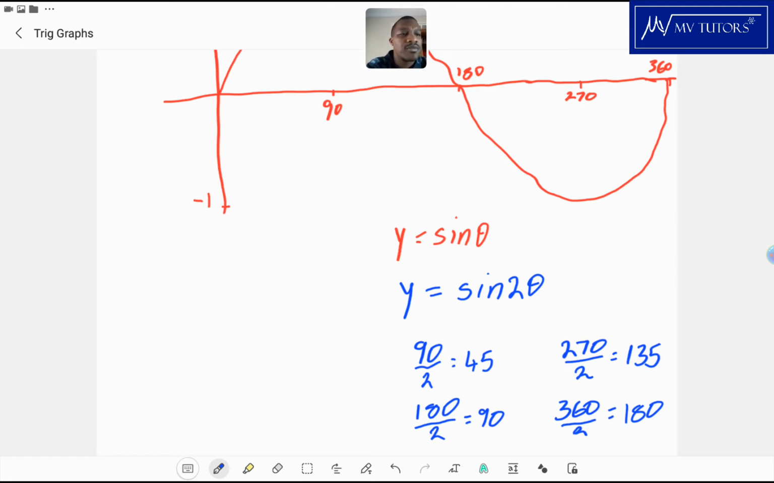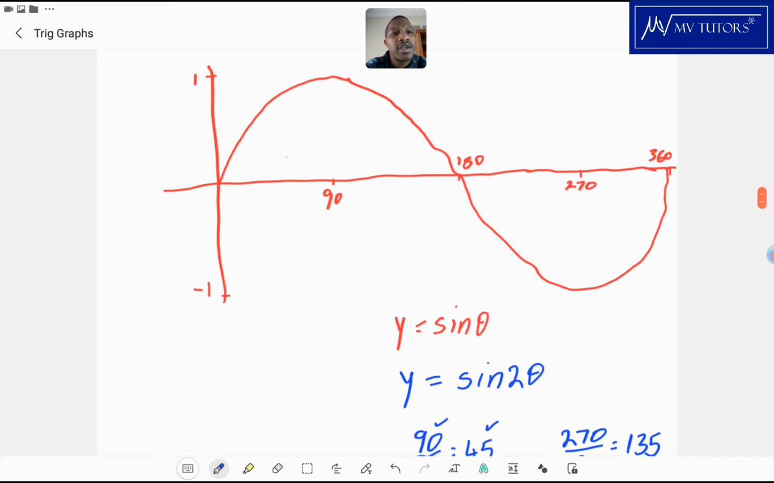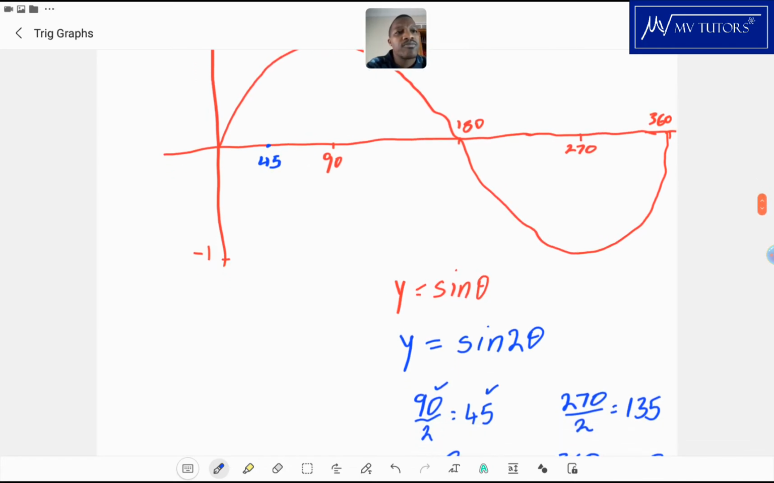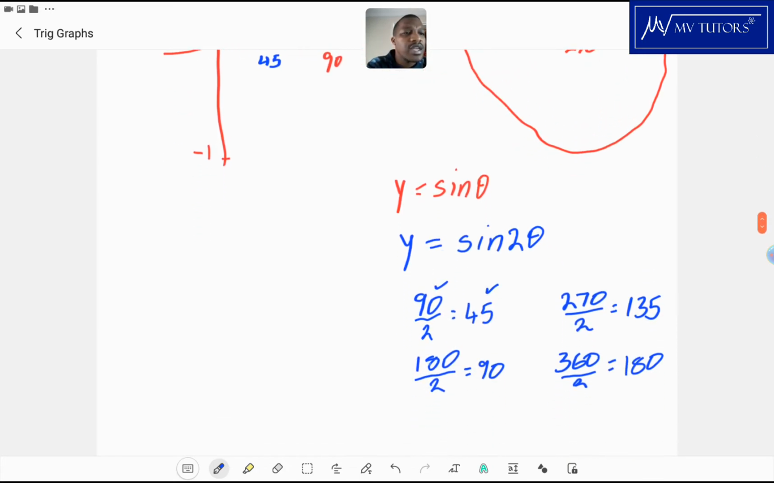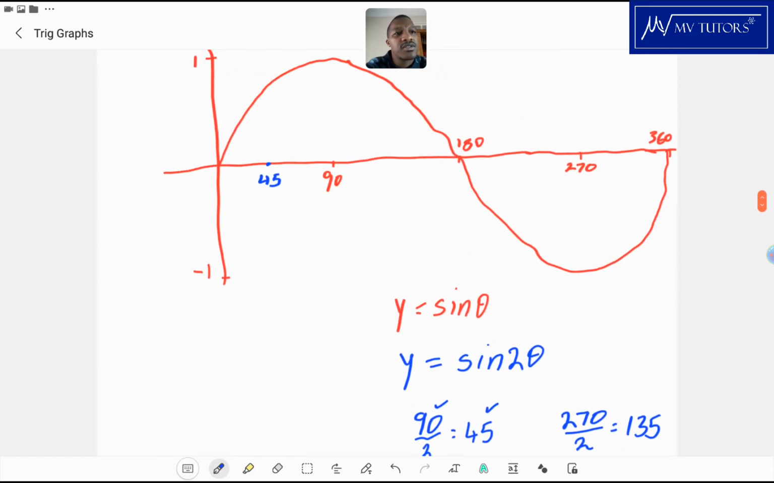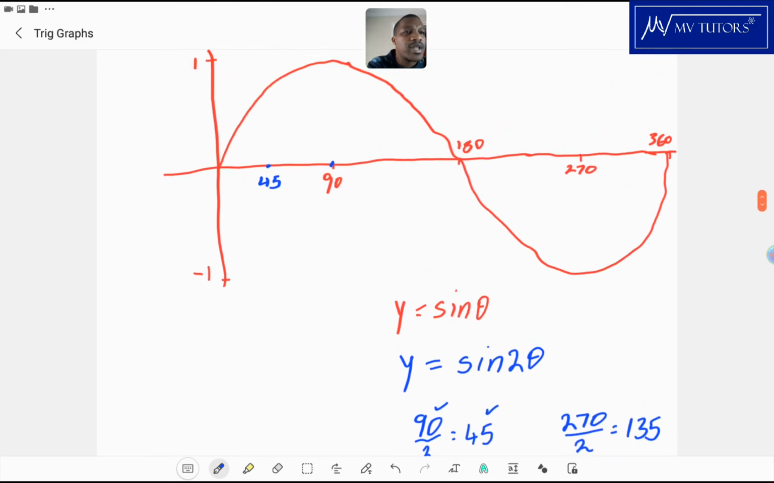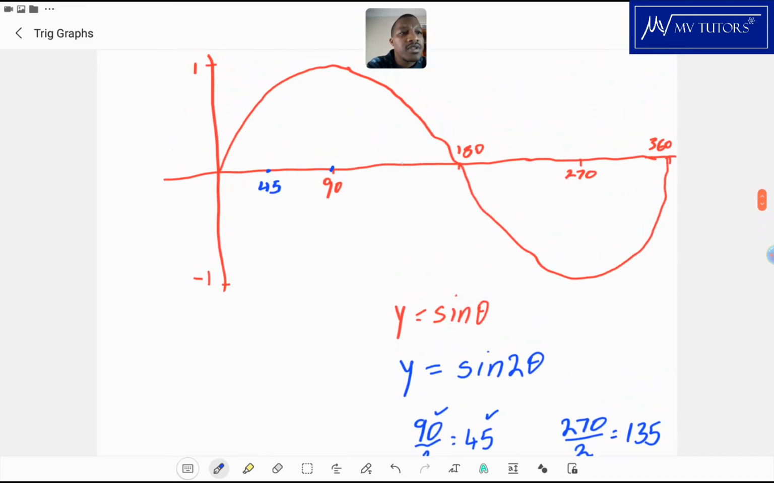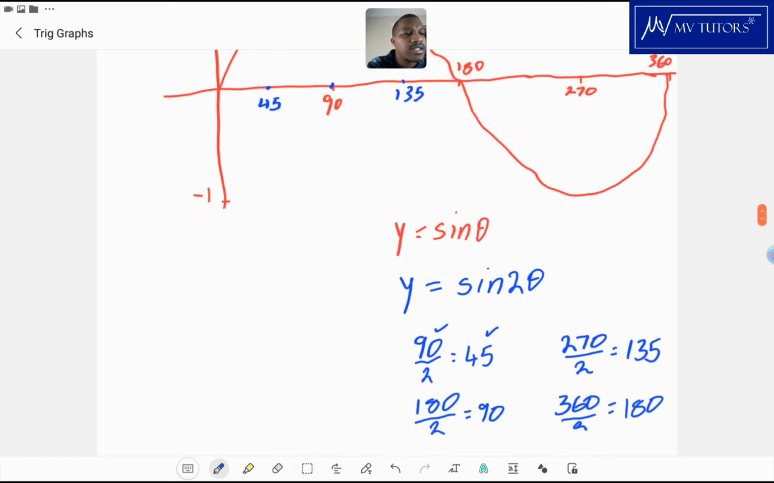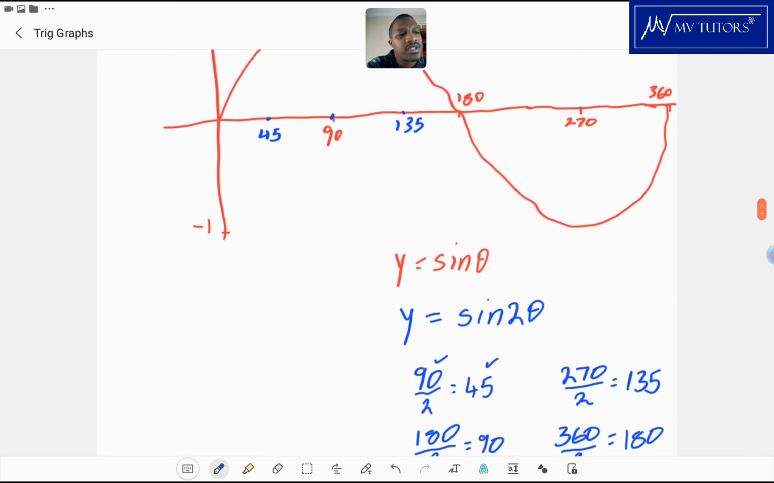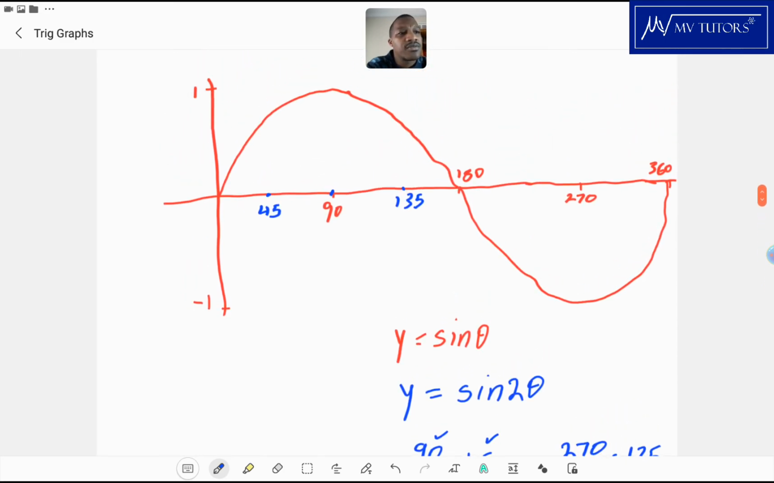So what does this mean? Where we see 90, 90 becomes 45. So we need to be able to say 45 there. It's going to be there. Okay? And 180 becomes 90. So our next point is going to be there. And then 270 becomes 135. 135 is somewhere here. It's in the middle. 135 there. And then lastly, the period 360 becomes 180.